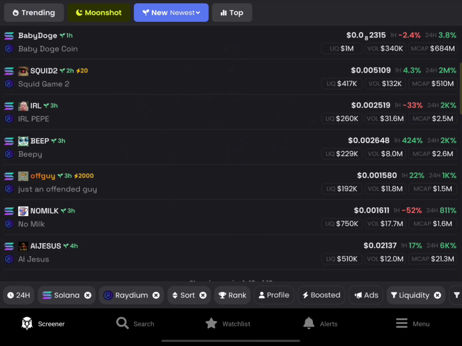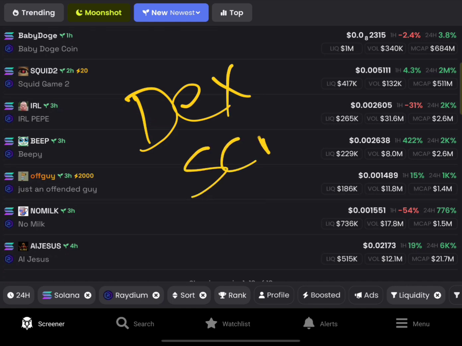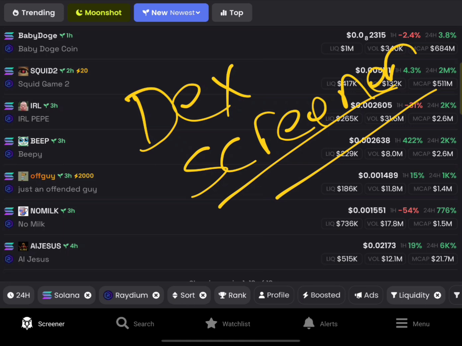For those of you that are new to this channel, I am using an app called Dex Screener, and you can download it from the App Store. It basically finds these meme coins that are popping up, all these brand new meme coins, and it also has old meme coins. So that's the app that I'm using. You can also use the desktop browser version as well.